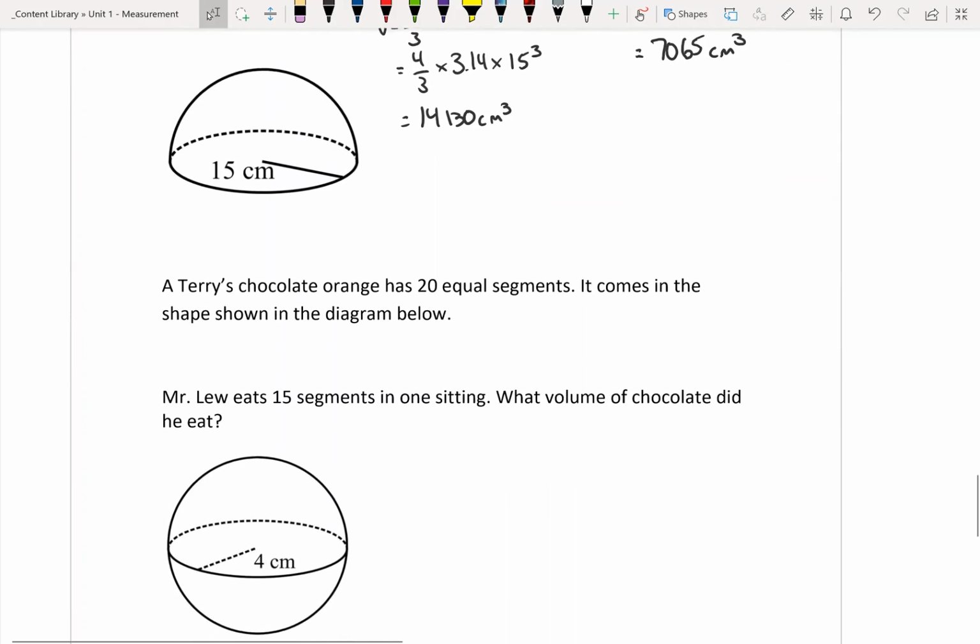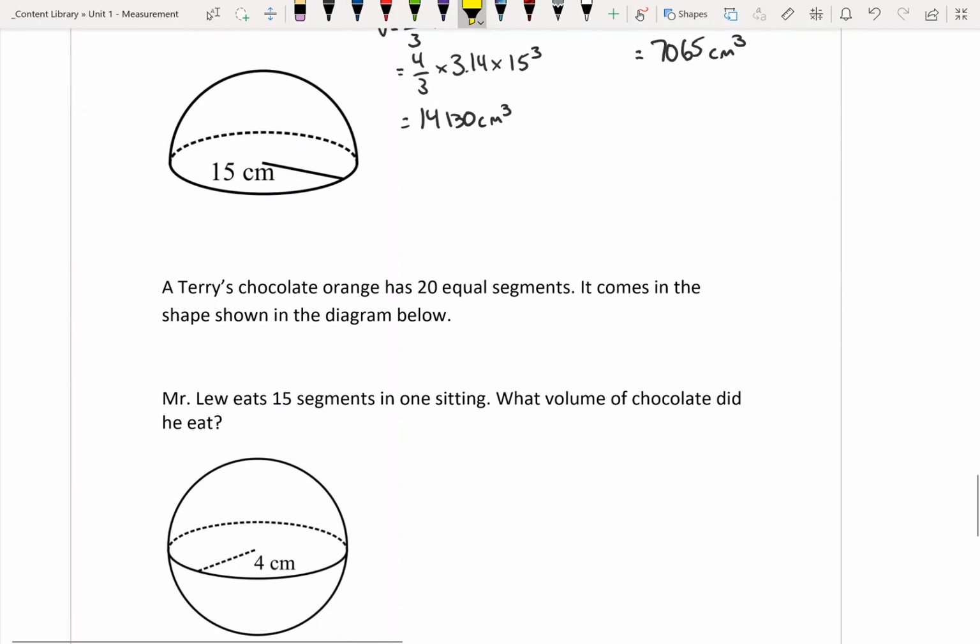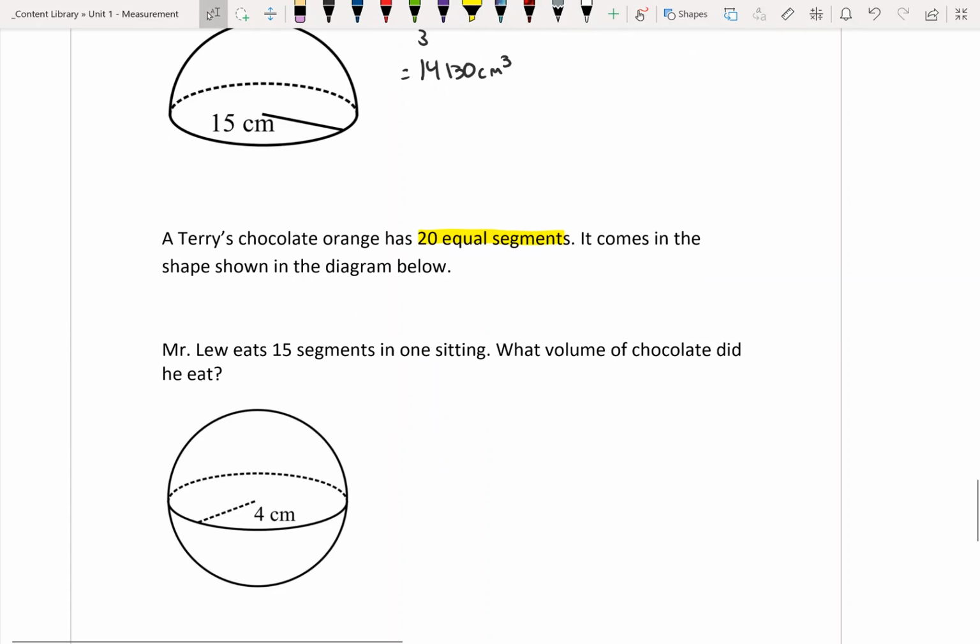All right, in our last example, a Terry's Chocolate Orange has 20 equal segments, and it comes in the shape shown in the diagram below, which we can see is a sphere, or a ball. Mr. Liu eats 15 segments in one sitting. We want to know what volume of chocolate he ate.